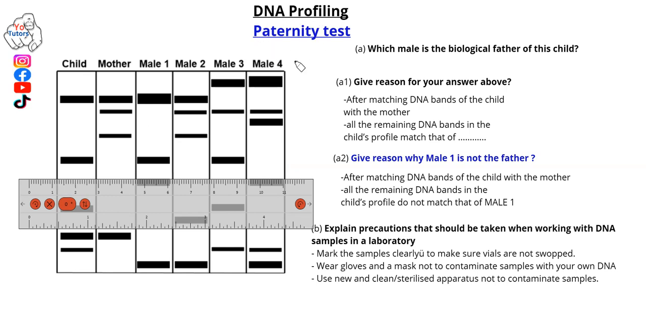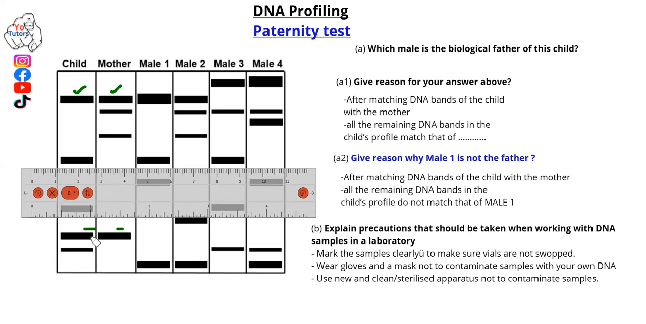Now, what about paternity tests? How do we apply this when we're answering exam questions? Remember, in these questions you might be asked, who is the biological father of this child? So for example, in this case here, who is the biological father of this child? How do you do this? The first thing you need to do is to mark the bands that are matching with the mother. As we can see here, the band matching with the mother is this one here because the mother has it, and also the other one is this one here because the mother also has it. So these are the bands that match the mother and the child.